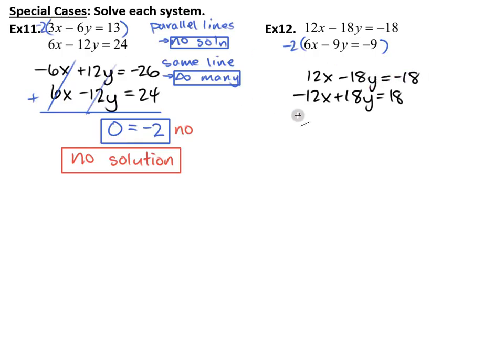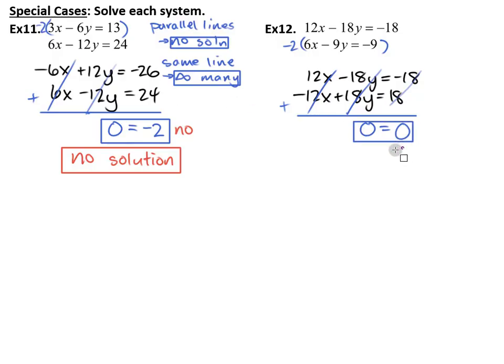And now, if I add these together, we can solve for our first variable. My x is canceled, which I planned on. Oh, my y is also canceled. So we know we have one of these two cases. I get 0 over here, and positive 18 and negative 18 also cancel and make 0.